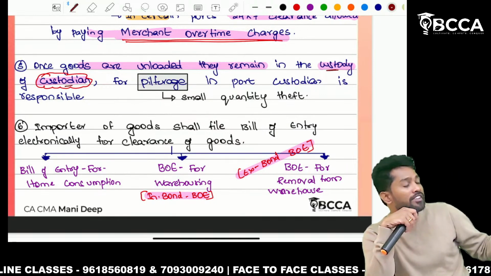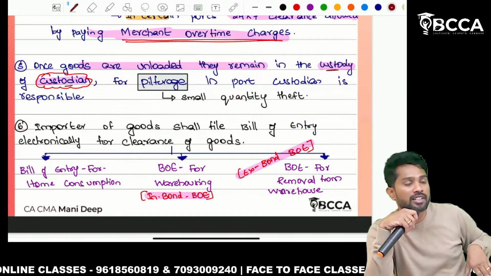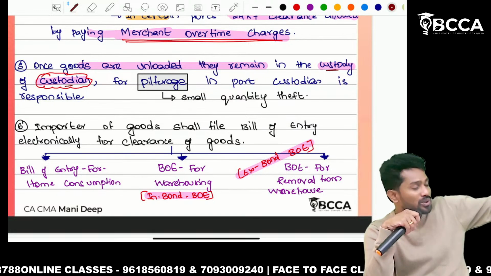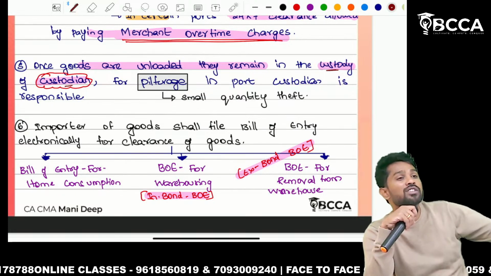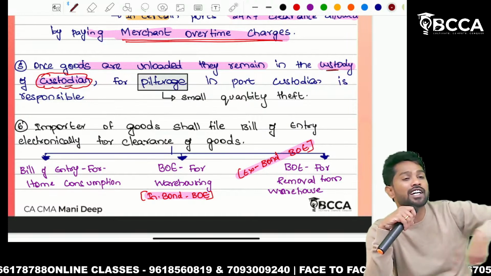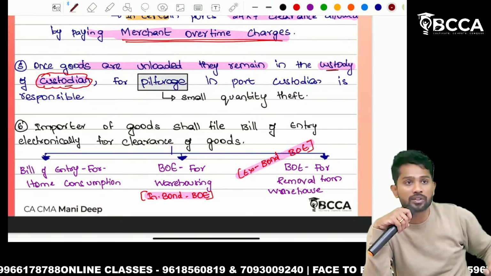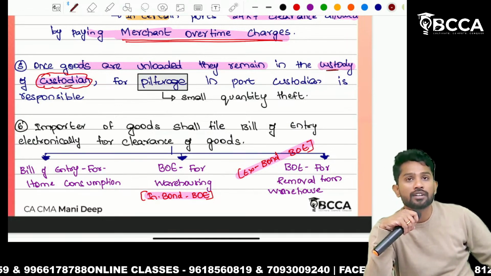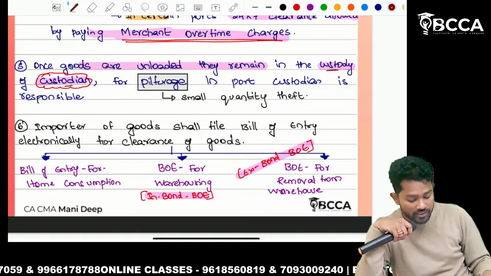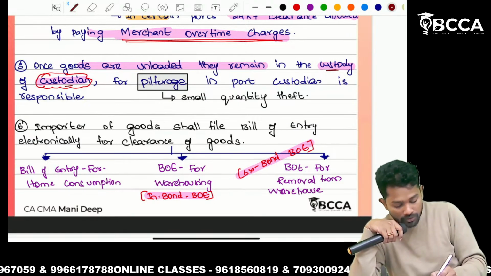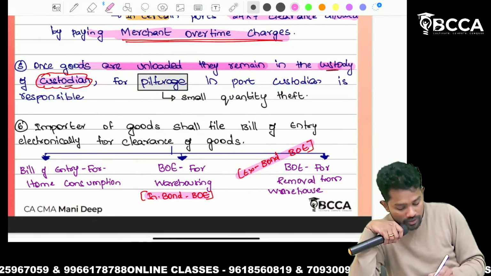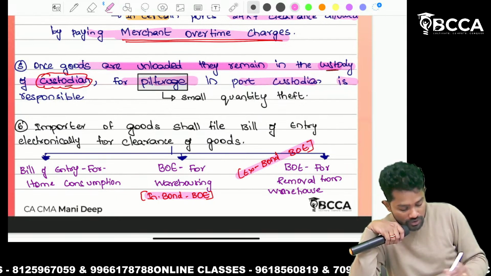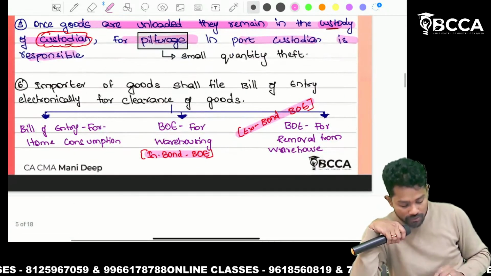So if any pilferage happens within the customs area, for such pilferage the custodian is only responsible, because the custodian is the owner of the port, or the one who is maintaining the port. So you should have taken care properly. You should have provided proper security. Since it is his negligence, his mistake, he only has to bear the customs duty to the extent of pilferage. Once goods are unloaded, they remain in the custody of the custodian. For pilferage in port, the custodian is only responsible.